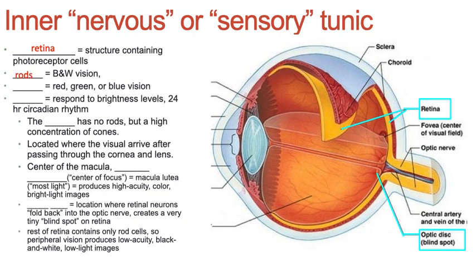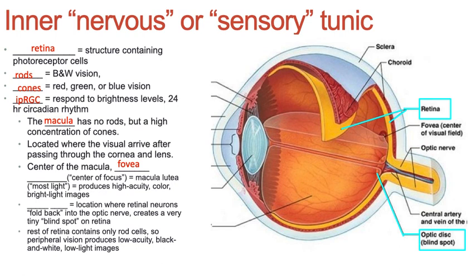It contains rods, which are important for black and white vision, and cones, which are important for color vision. It also contains these receptors called ipRGCs, and they respond to brightness levels, and we think that they are important for establishing the 24-hour circadian rhythm. So the macula, which is shown here, has no rods.